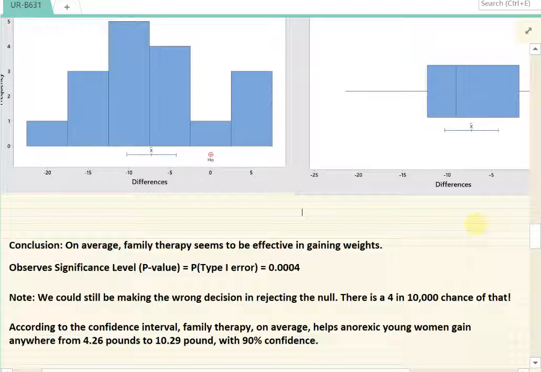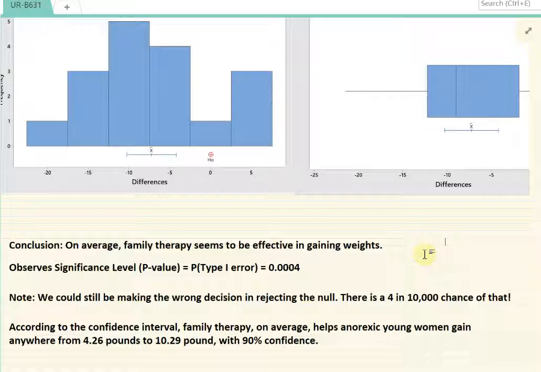And I have a note here for us. Just because we reject a null doesn't mean we could be right. We still could be wrong. We could be making the wrong decision, but to look at the probability that we are making a bad decision: there's a 4 in 10,000 chance that we made the wrong conclusion when we said reject the null hypothesis. Okay.